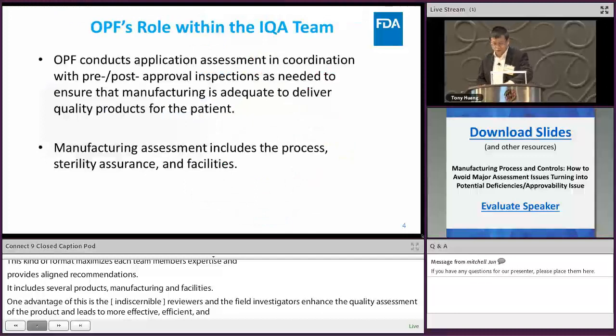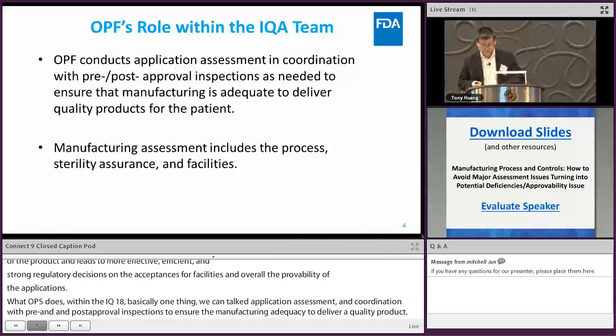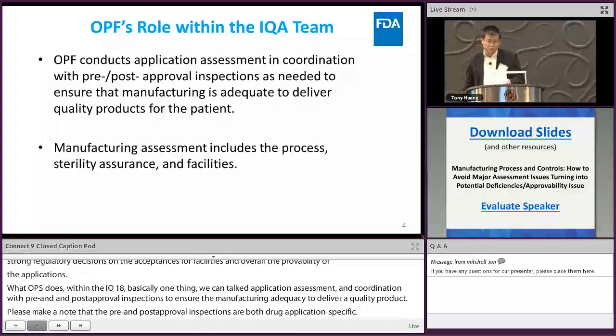Okay. What OPF does within the IQA team, basically one thing, we conduct application assessment in coordination with pre and post approval inspections to ensure the manufacturing adequacy to deliver quality products. Please make note that the pre and post approval inspections are both drug application specific. It's not CGMP type of inspection. And the manufacturing assessments include process, facility, and sterility assurance.